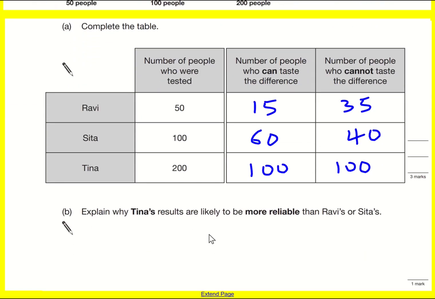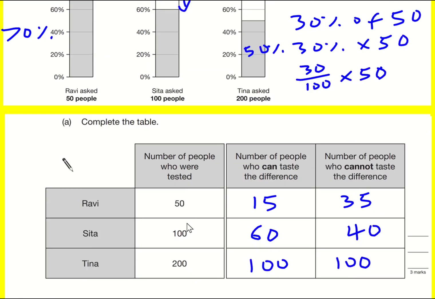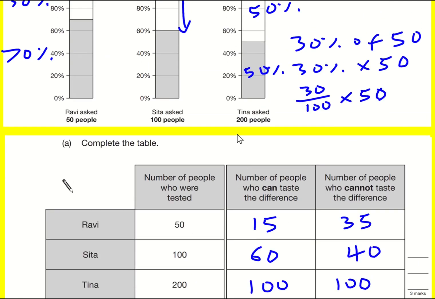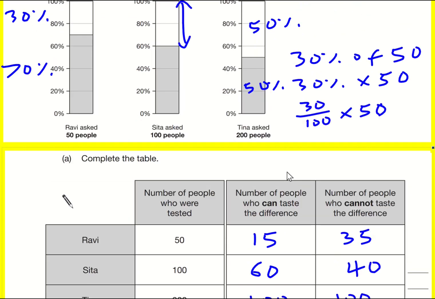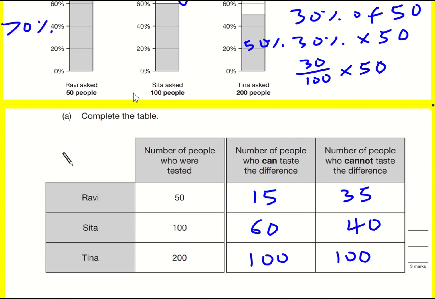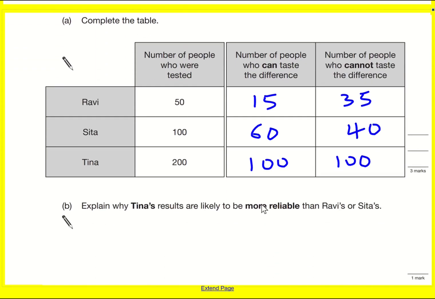Explain why Tina's results are likely to be more reliable than Ravi's or Seta's. Well, the more people you ask in general, the more reliable your data is. If you only ask one person, that's not going to be a good representation. You're not always trying to ask as many people as possible, because you've got to think about how long it takes when you're doing a survey. Like if somebody asked 1,000,000 people, that would take them a long time. But anyway, the more people you ask in general, the more reliable it is. So Tina has asked more people, or words to that effect.